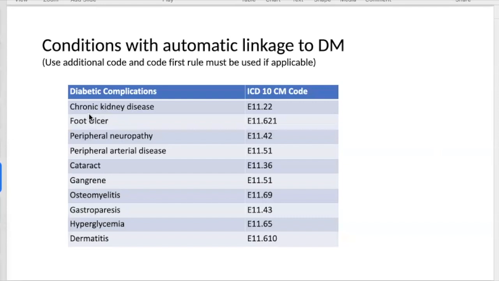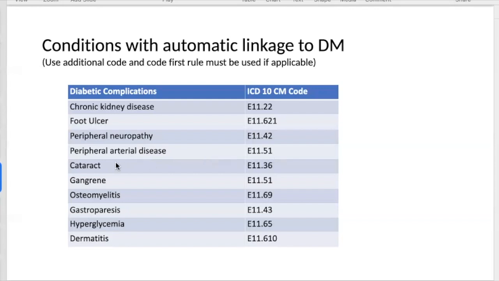Look here, guys. Chronic kidney disease: your combination code is E11.22. Diabetic foot ulcer: if a patient has diabetes and also has a skin integrity disorder, a foot ulcer, the code is E11.621. Diabetic peripheral neuropathy, the example I gave you on the board earlier, the code is E11.42. If a patient has diabetes and also has PVD or peripheral arterial disease, the combination code is E11.51.